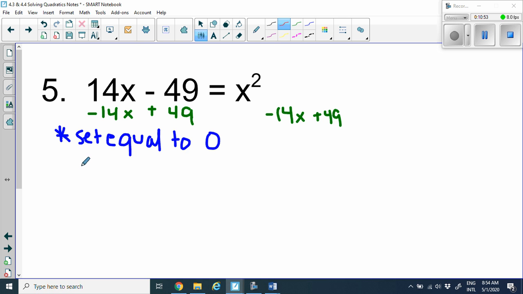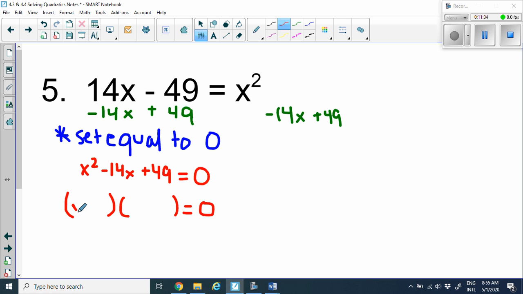I'm going to rewrite this because I do like having my equation on one side and then the 0 on the other. So I have x squared minus 14x and then plus 49 equal to 0. There we go. Okay, so now it's just like what we do. The first thing is figure out if there's a greatest common factor between these three terms. There is not. Notice my a value in front of the x squared is 1. So I go ahead and create two sets of parentheses.